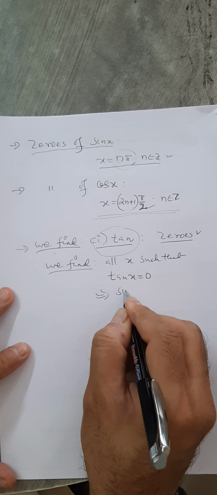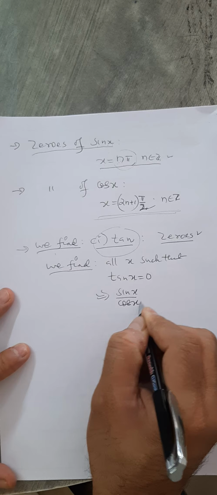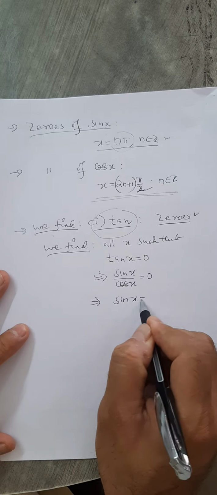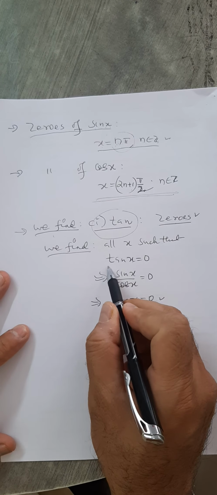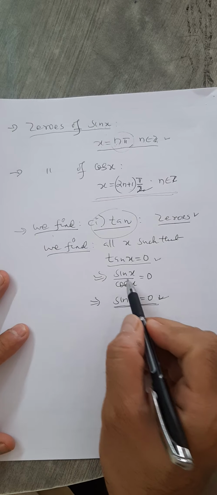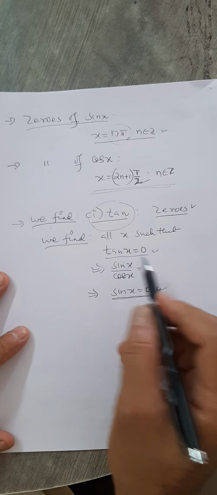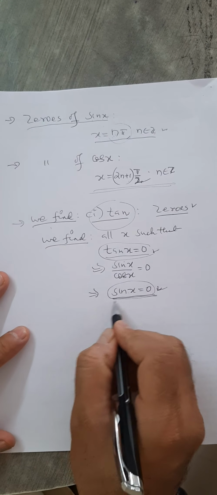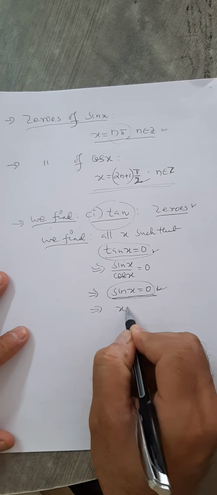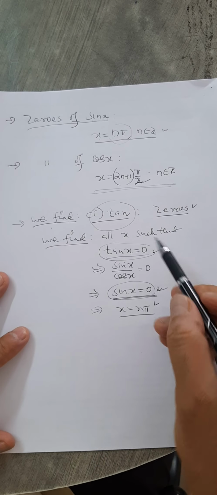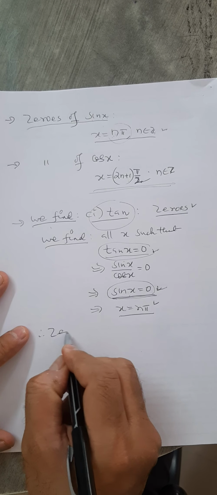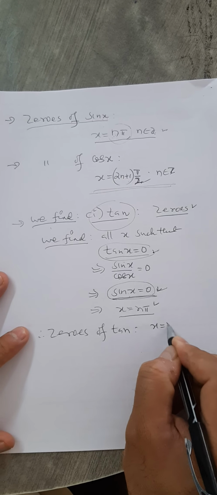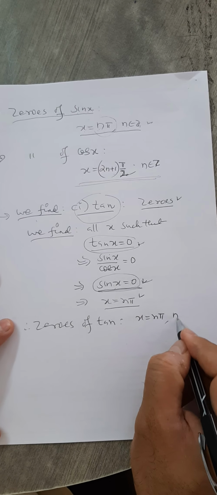If tan x is 0, that means sin x upon cos x is 0. Tan is sine by cos. You take cos to the other side, so sin x equals 0. What is the meaning of this? Whenever tan is 0, then sine must be 0, obviously, because sine is the numerator. So the zeros of the sine function are the same as the zeros of the tan function. Now what are the zeros of the sine function? That is n pi, so x equals n pi. So now you have concluded that the zeros of tan are nothing but x equals n pi, where n belongs to Z.